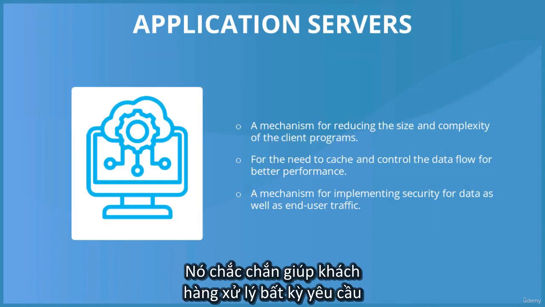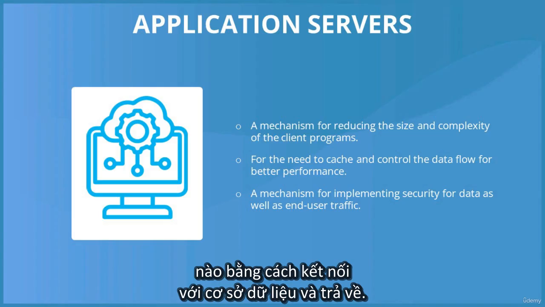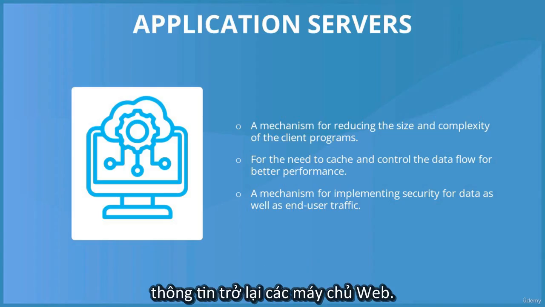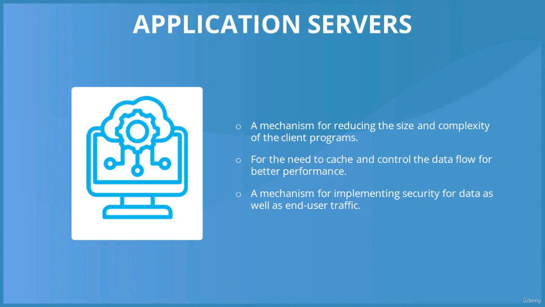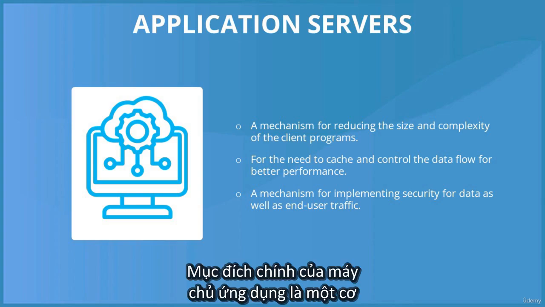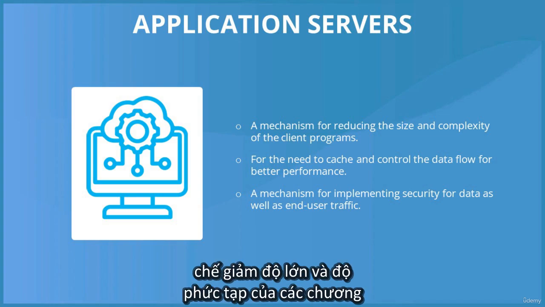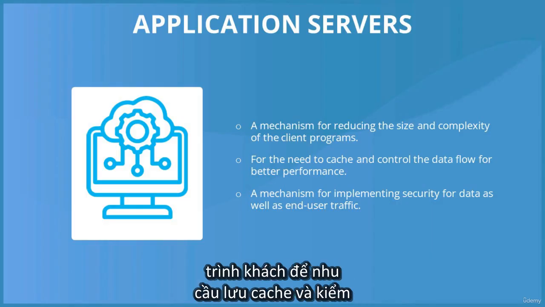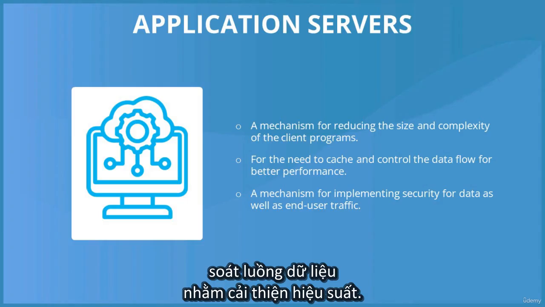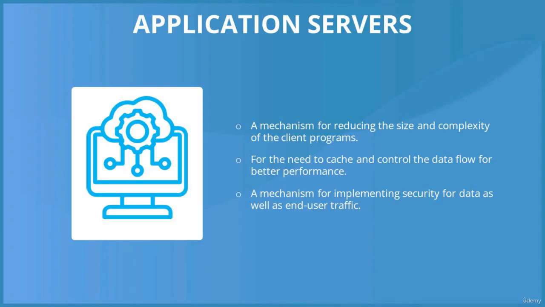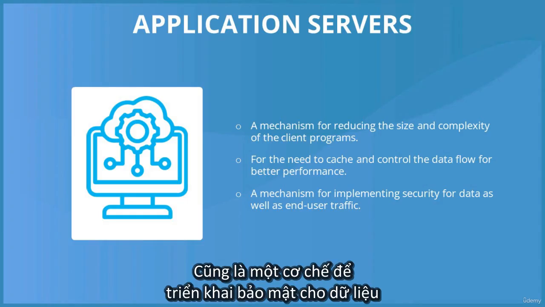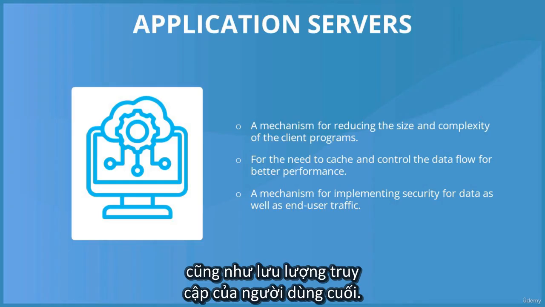Now, it certainly helps the clients to process any requests by connecting to the database and returning the information back to web servers. The main purpose of the application server is a mechanism for reducing the size and complexity of the client programs, for the need to cache and control the data flow for better performance. Also, a mechanism for implementing security for data as well as end-user traffic.